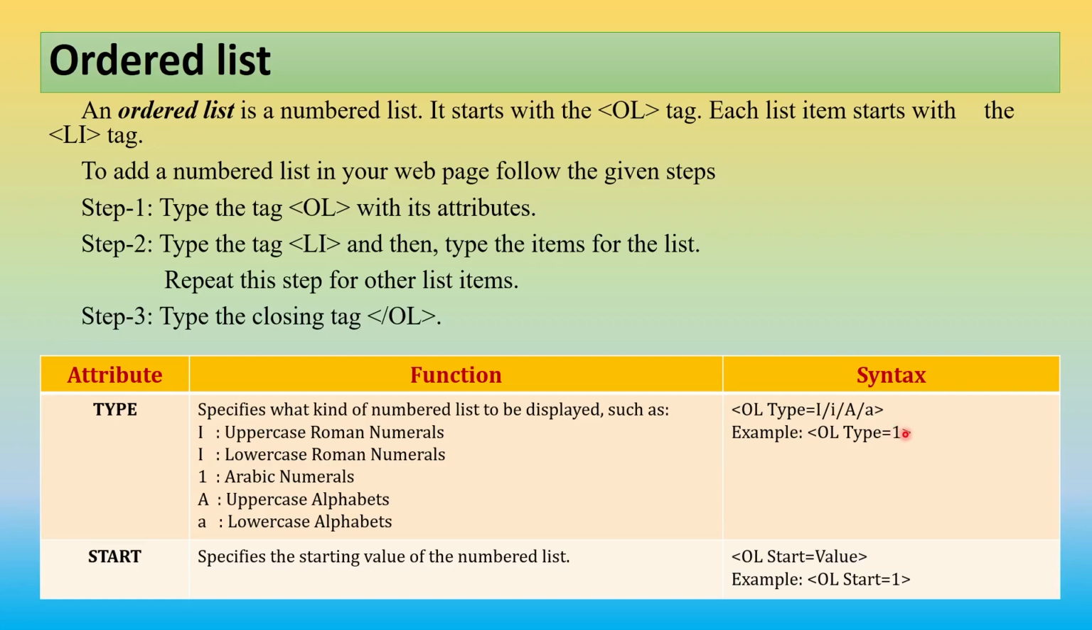Similarly, after a space, we can also write the start value. It specifies the starting value of the numbered list. OL, then start equals value. If instead of start equals 1, I write 3 in place of 1, that means my list will be of type 1, but my starting value will be 3.